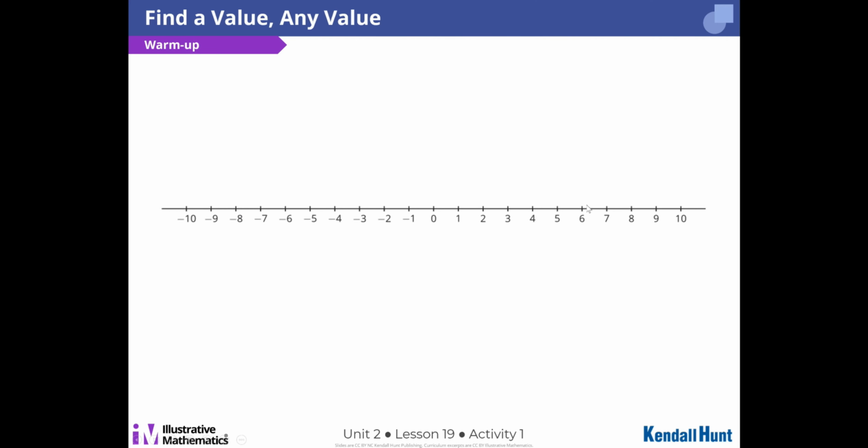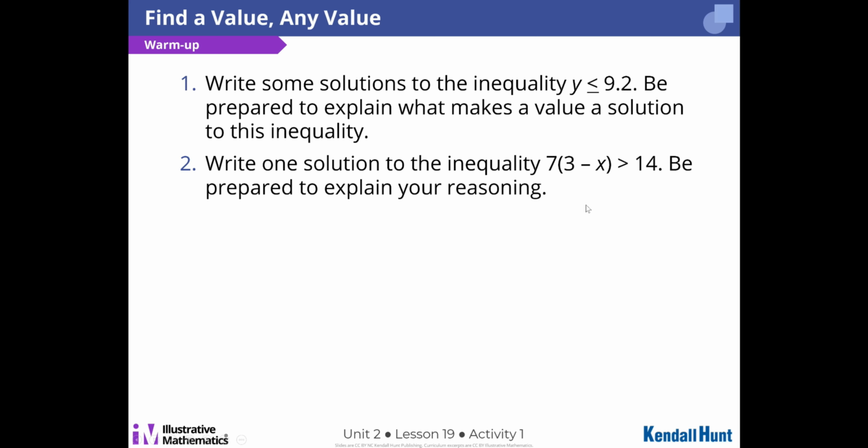So here's our number line, and here's our problem. Write some solutions to the inequality y is less than or equal to 9.2. Be prepared to explain what makes a value a solution to this inequality. And our second question: write one solution to the inequality 7(3 - x) is greater than 14. Be prepared to explain your reasoning.